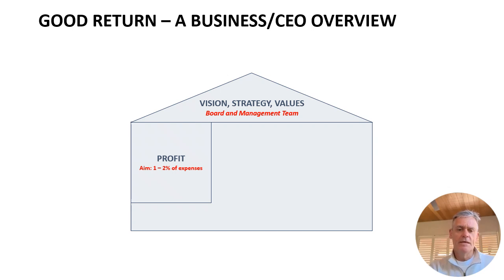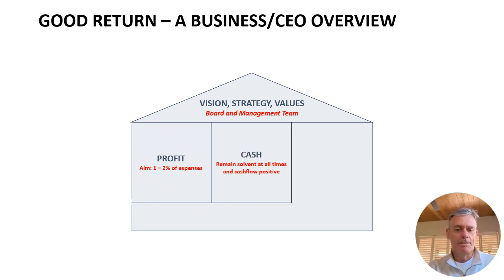Now, from a profit perspective, because we are a not-for-profit, we only aim to make a very, very small surplus each year. And the goal there is to make a surplus that is approximately 1 to 2% of the expense base. In other words, 1 to 2% of the money we spend.